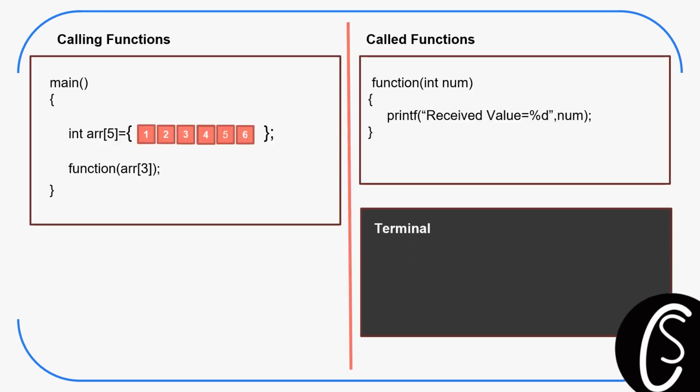The representation consists of two blocks of code. One is the main block and the other is a function block. The main block contains an integer type array of size 5. This is already initialized. After this, there is a line of code that sends the element present at the index number 3 to the function block.